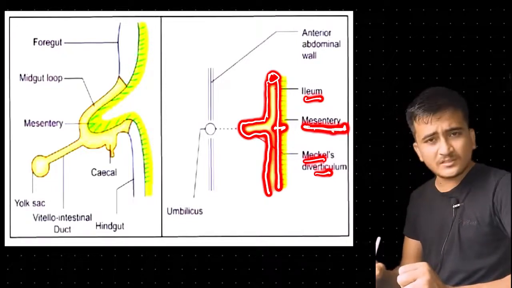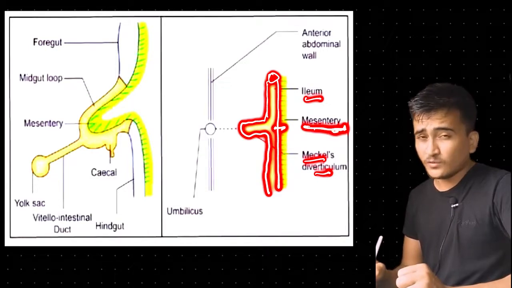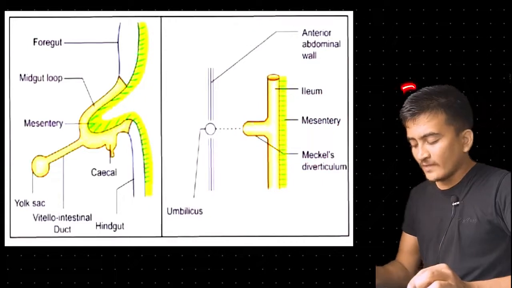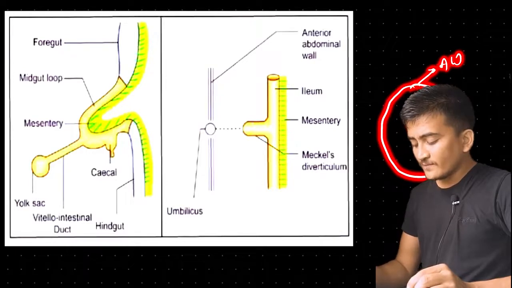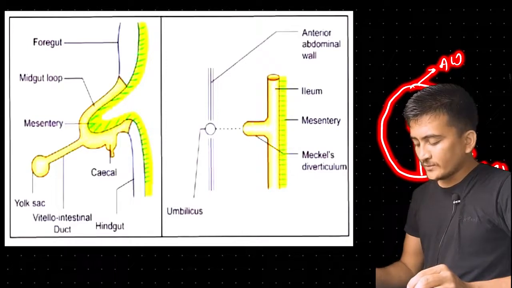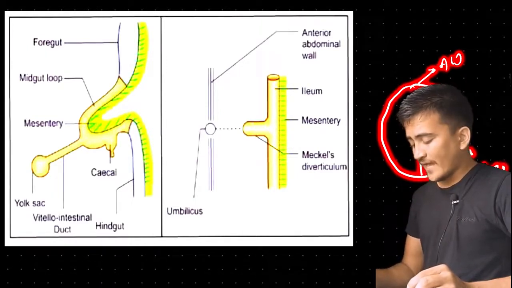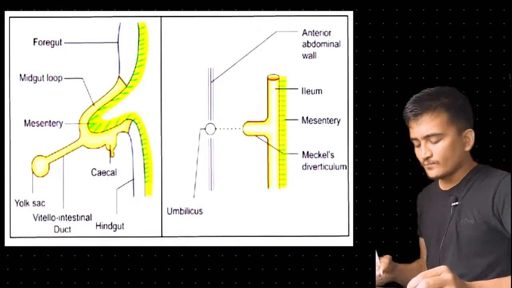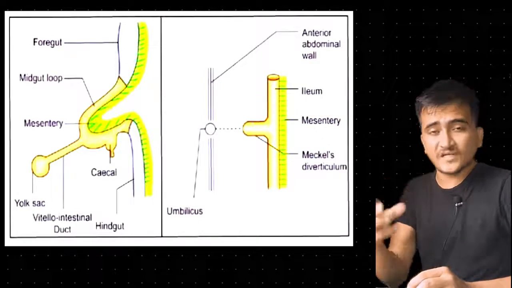Simply, right now, the thing we need to keep in mind is that the mesentery is a double fold of peritoneum that connects the gut tube. This is our gut tube, and this is our abdominal wall. What the mesentery is doing is providing the way of connection between this abdominal wall and this gut. So the mesentery is a double fold of peritoneum that connects the abdominal wall with the gut or viscera. Gut is also called viscera.